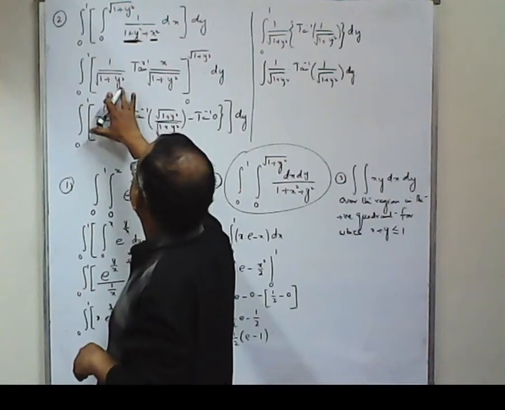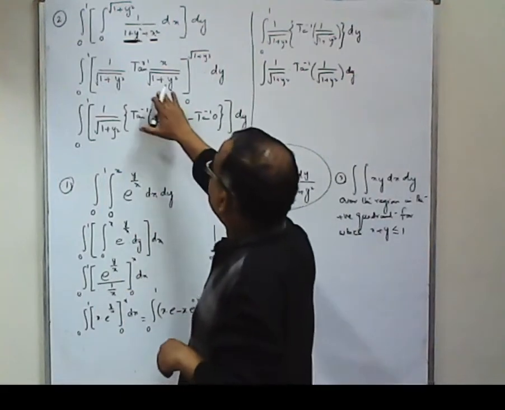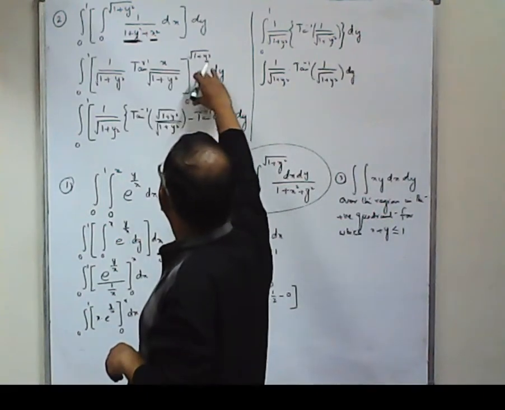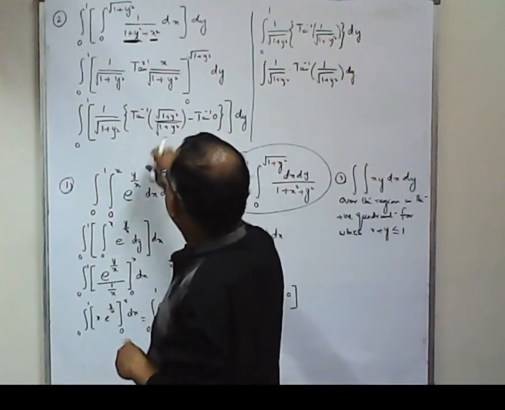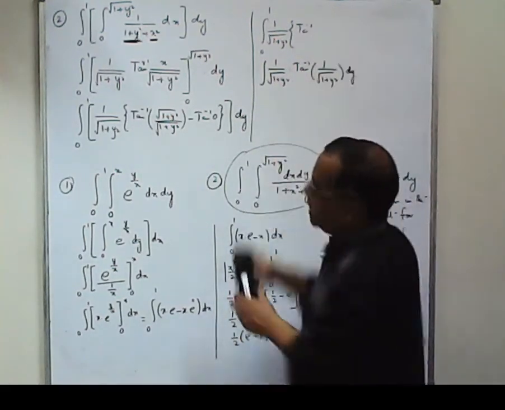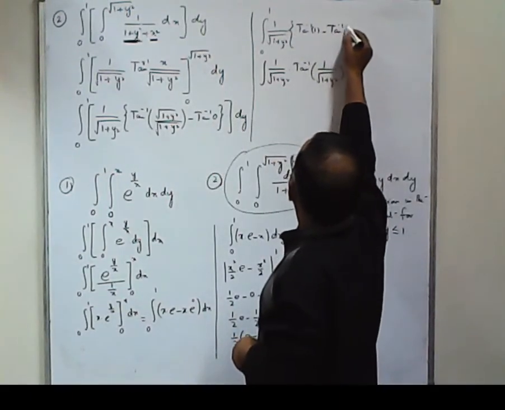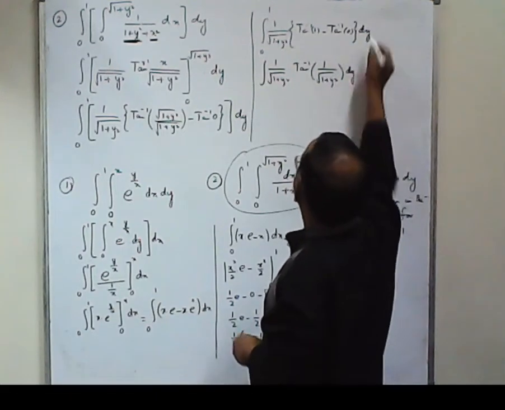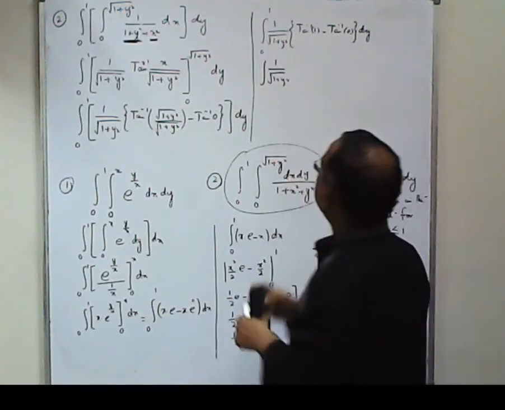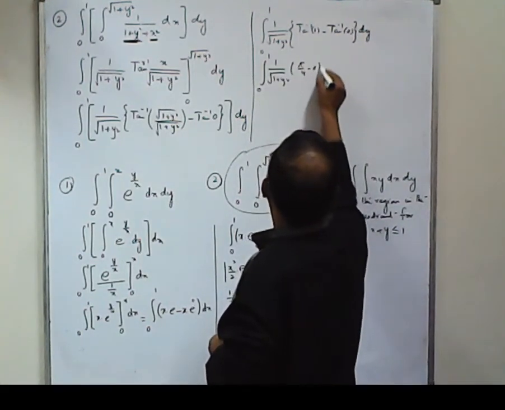So I am applying the formula for integrating 1 upon a square plus x square. This will be the formula: 1 over a tan inverse x over a, with these limits. Substituting the limits, we get tan inverse 1 minus tan inverse 0, dy. We know that tan inverse 1 is pi by 4 and tan inverse 0 is 0. So now I have pi by 4 minus 0, dy.